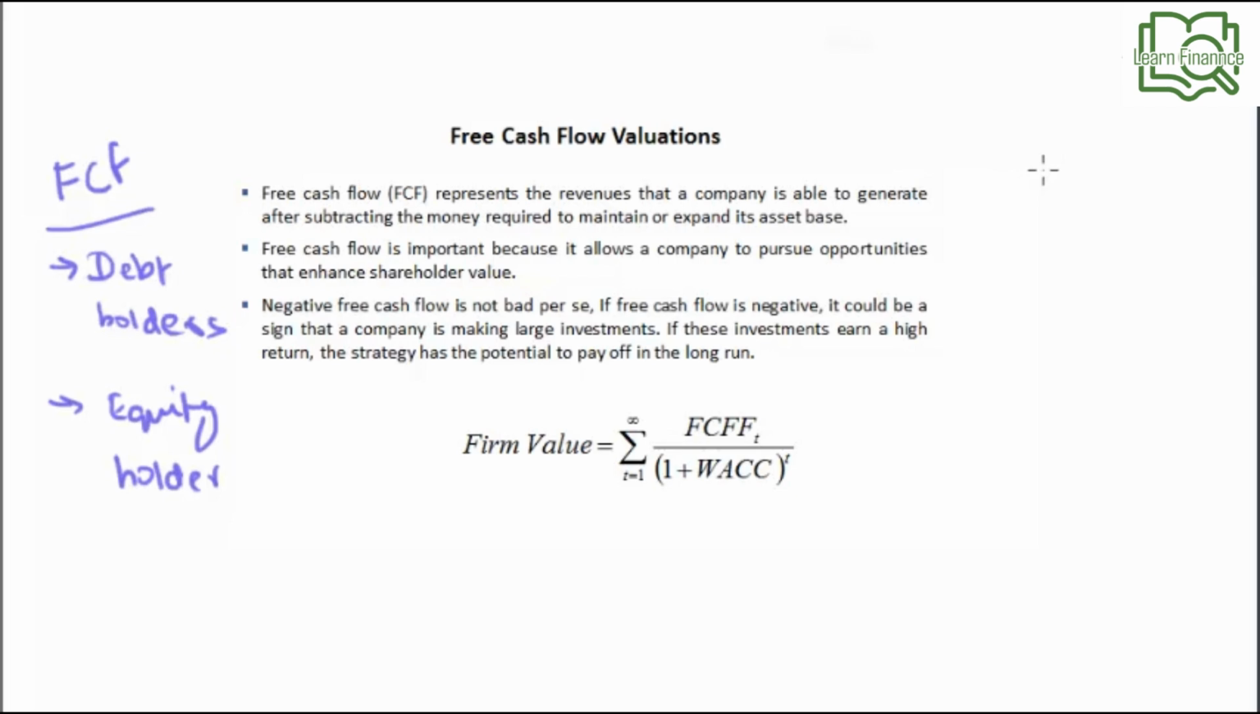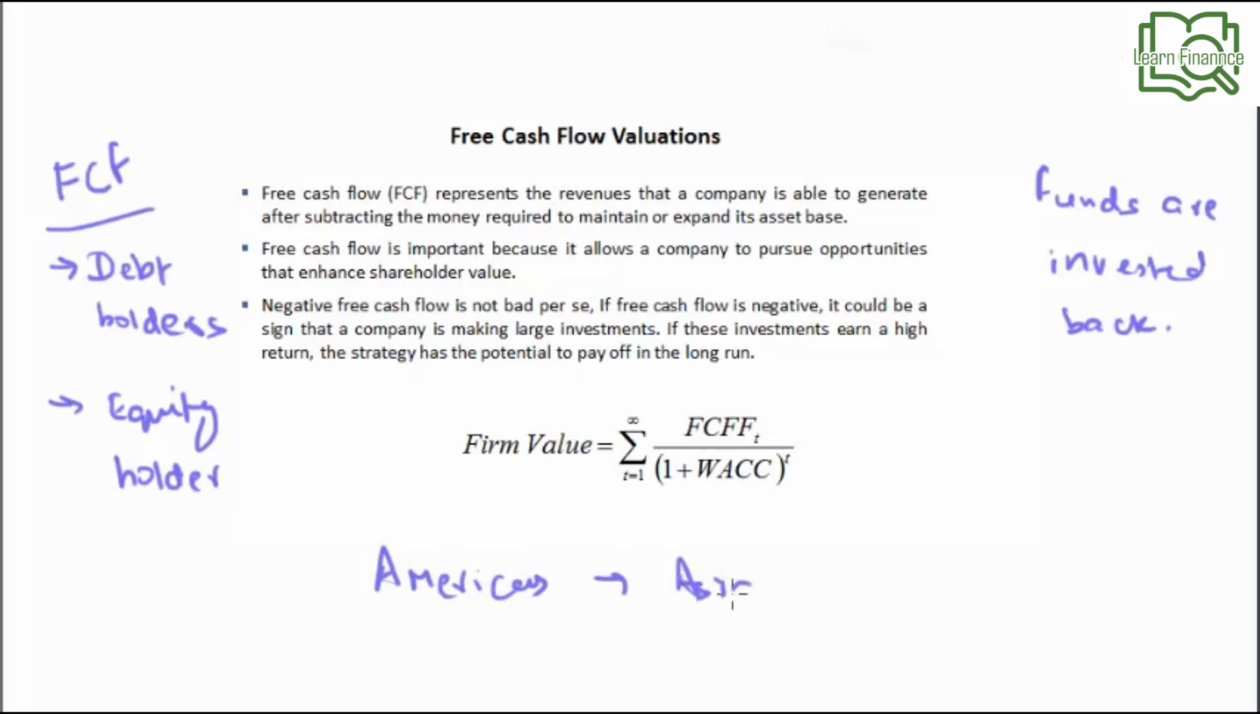Looking at the third point, if the free cash flow is negative, there is a possibility that the company is actually investing its funds back in the business. An example can be that our capex is much higher than the operating income. So, we are making huge investments. Basically, we are investing back in the company.